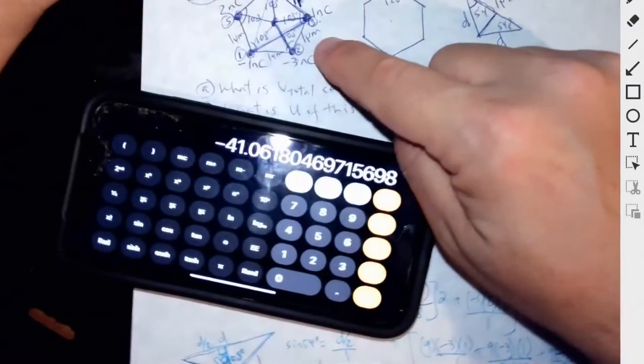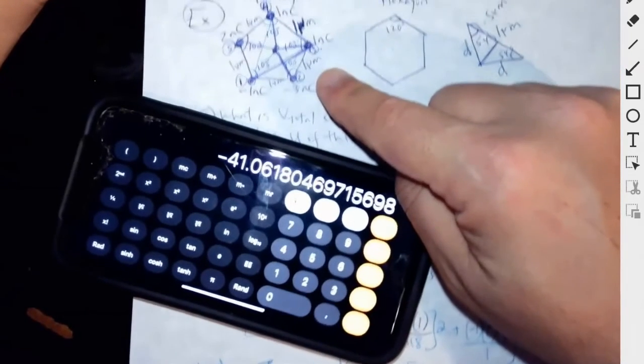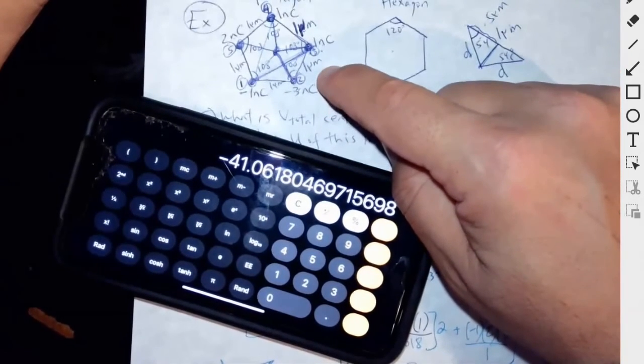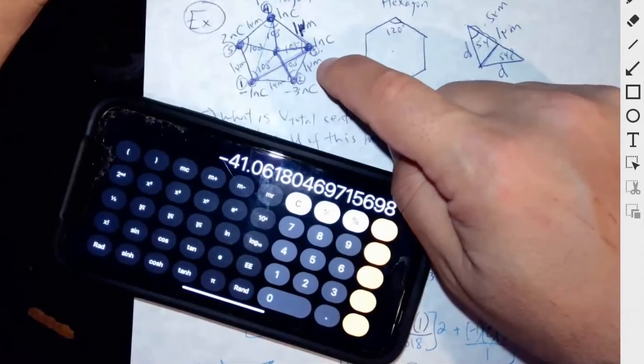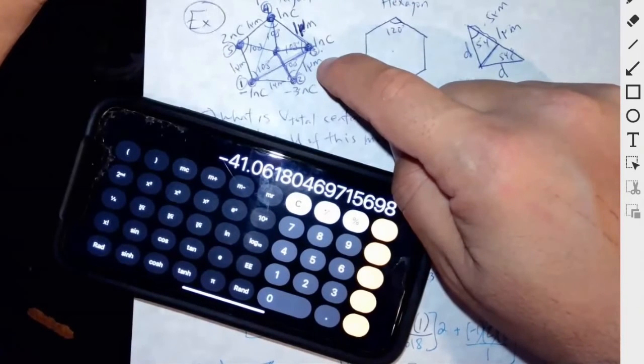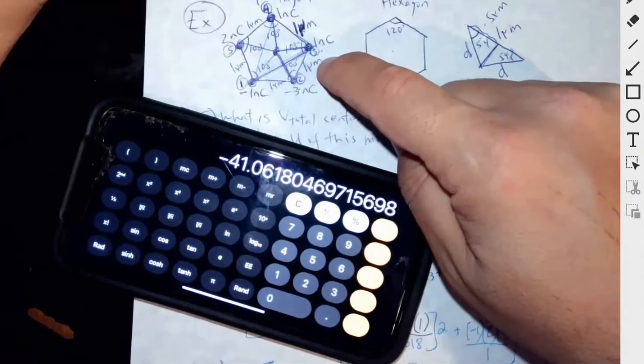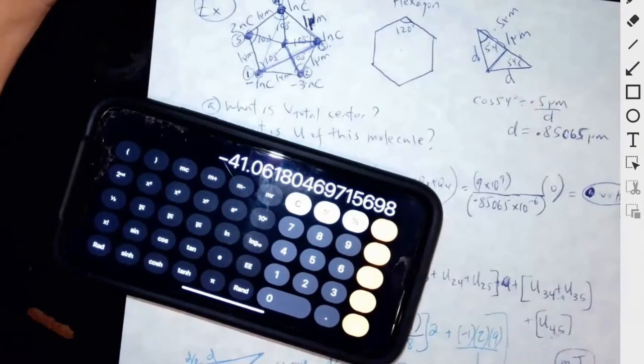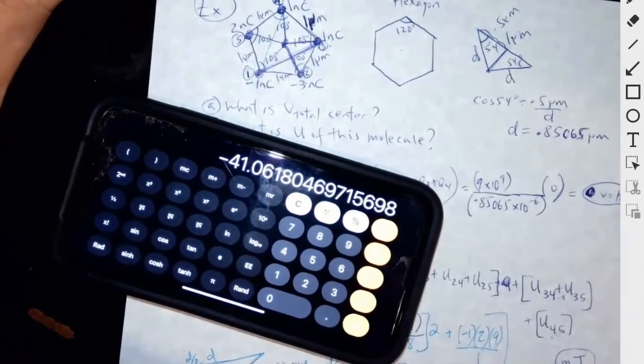Looking at the numbers, can you see how it is that even though the net charge is 0, the potential energy is negative? In other words, how can you explain that conceptually? What's happening here?